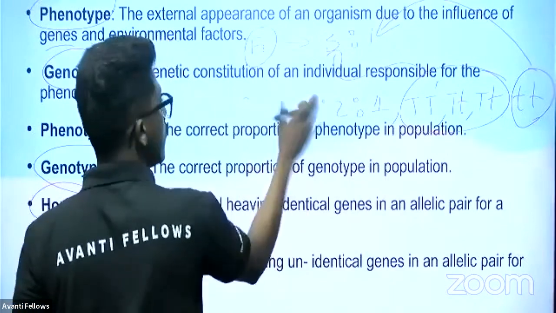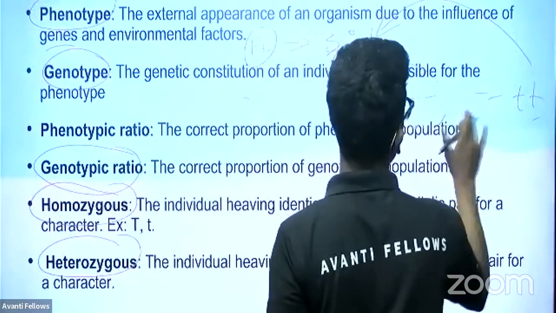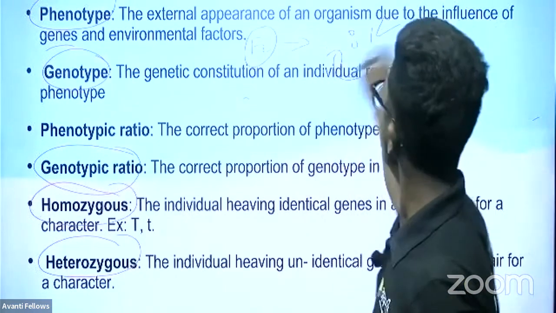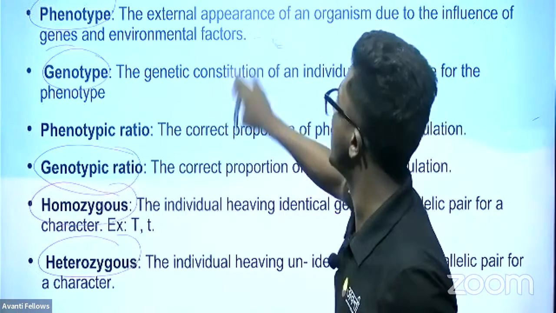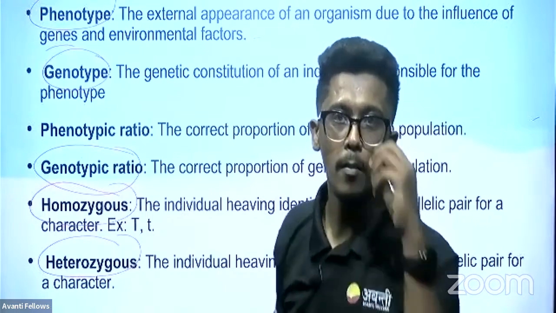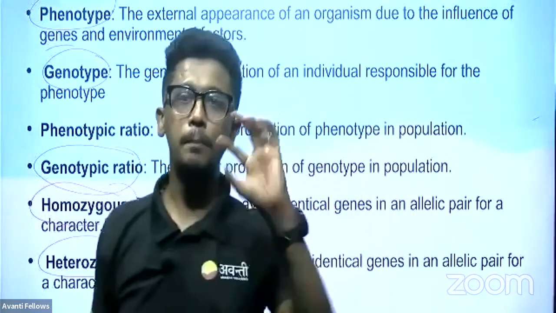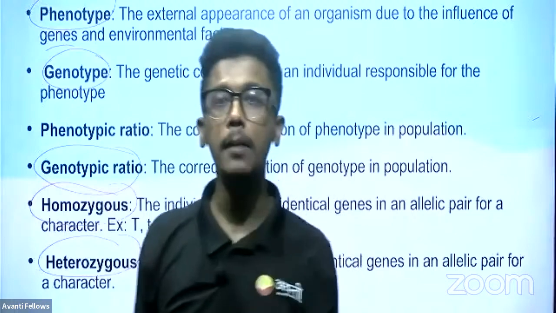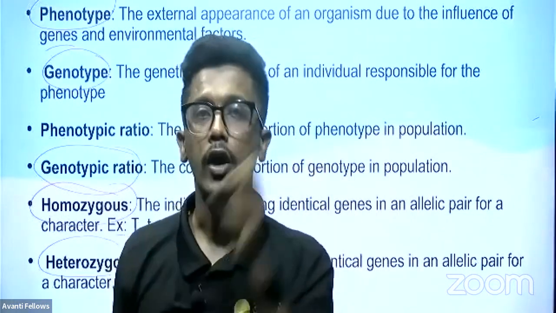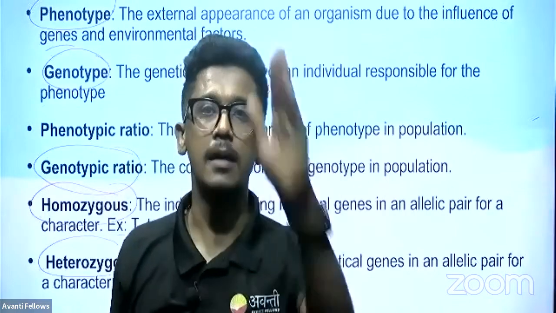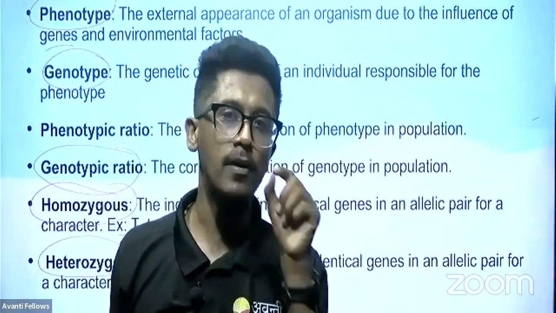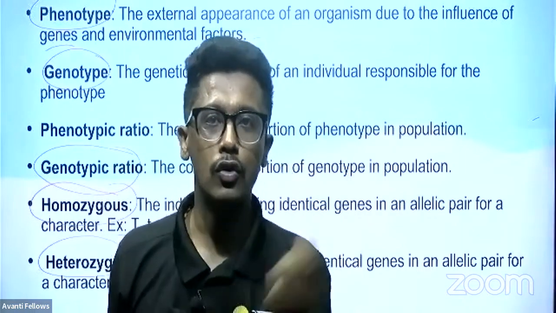Now, when I represent a particular characteristic, I always represent it in the form of pairs. I already told you why I should represent a characteristic in the form of a pair. I'm not doing it because I like it; it is because it represents something more. Let's say my character is the height of a plant. I represent it through some letters.